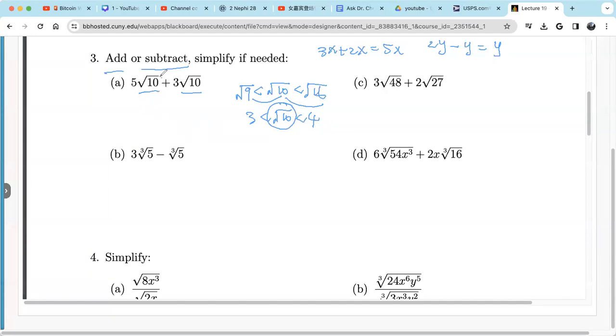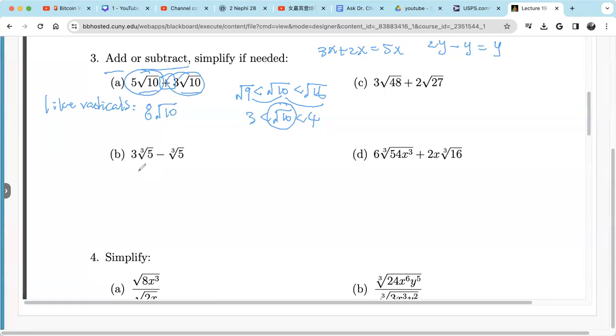So we have addition here. We have 5 square root of 10 plus 3 square root of 10. Think of it as 5x plus 3x, so that we get a radical 10. We call these like radicals, because this term has square root 10 and this term has square root 10. So those two are like radicals, and we can add them. So 5 plus 3, that's 8. So I have 8 radical 10.